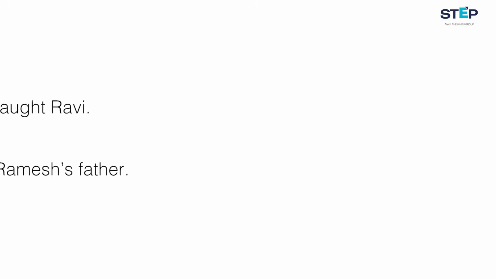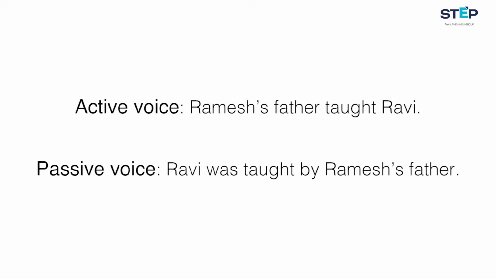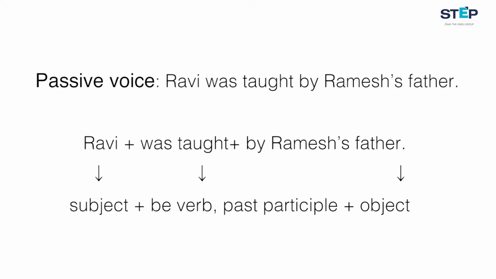Now let's come back to the structure of the sentences in the passive voice. Look at this example. Ramesh's father taught Ravi. This sentence is in the active voice. Look at this sentence in the passive voice now. Ravi was taught by Ramesh's father. Let's look at the structure of the sentence in the passive voice. Now Ravi is in the subject position followed by the be verb was, combined with the past participle taught. And lastly, we have the noun Ramesh's father in the object position.